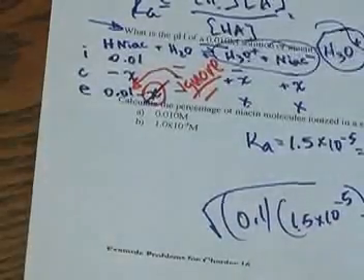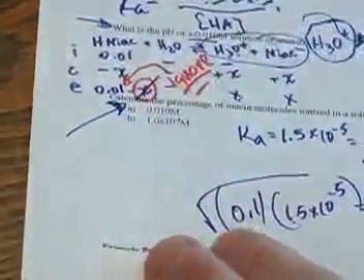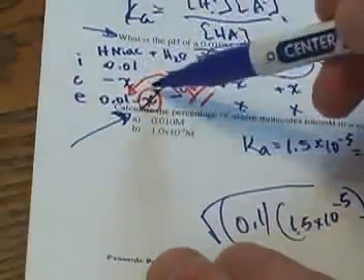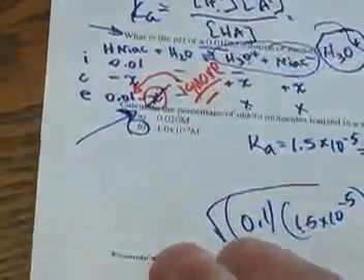Now, if you wanted to make sure that you could ignore this x and that it was small, you'd find the percent ionization for it. If it's less than 5%, that's okay. Let's go on to the next problem, though. Let's do one where it is actually illegal to ignore this x, so you can see how that works out. Let's do letter B right here.